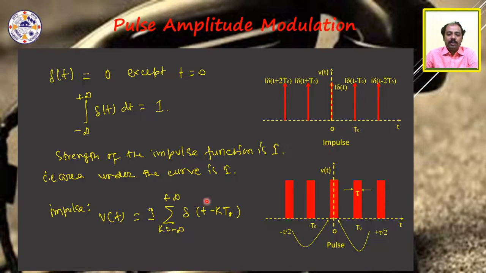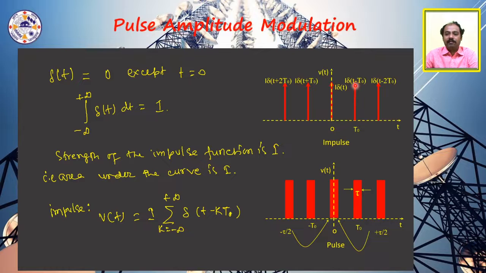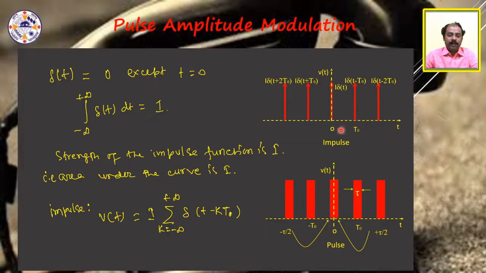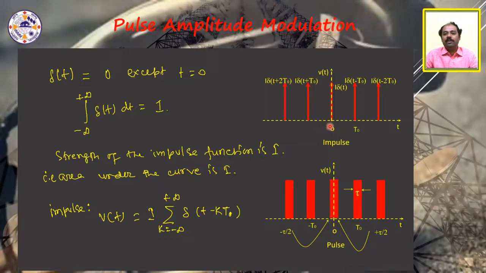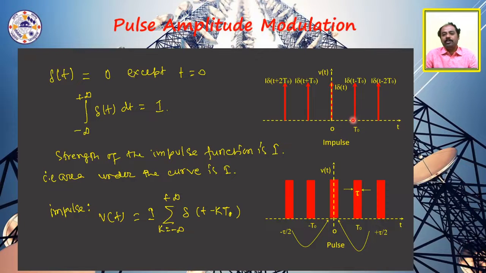So the equation is t minus k t0. If I place k equal to 1, then we will get the second pulse. If I place k equal to 2, then we will get the next pulse, and so on. Now this impulse, what is its duration? It is instantaneous. Now we want to define a pulse.